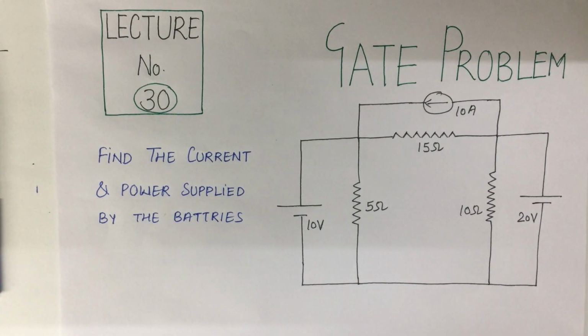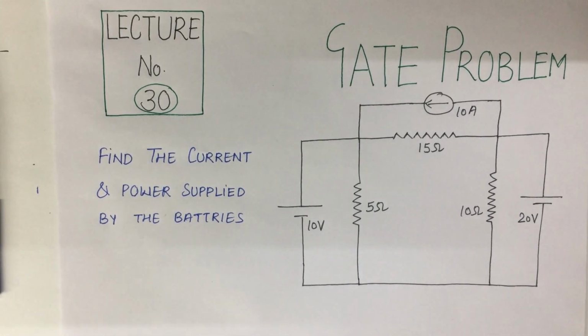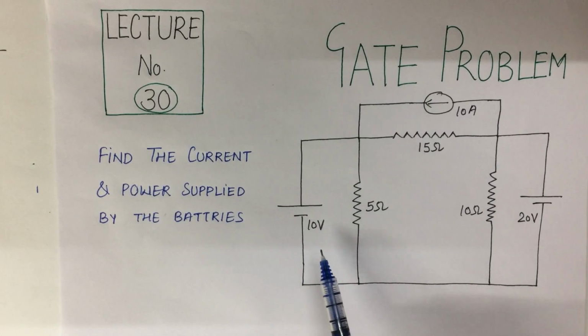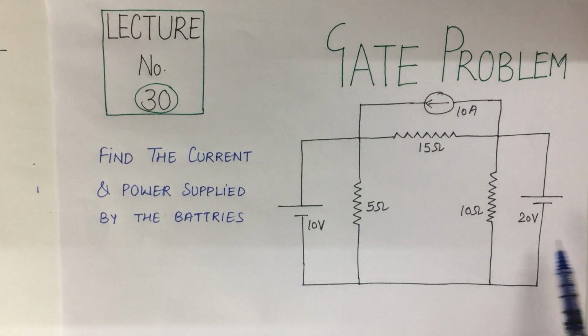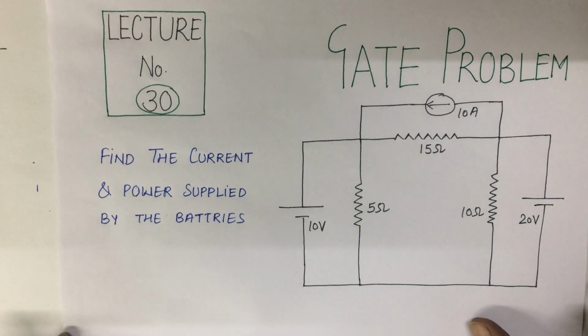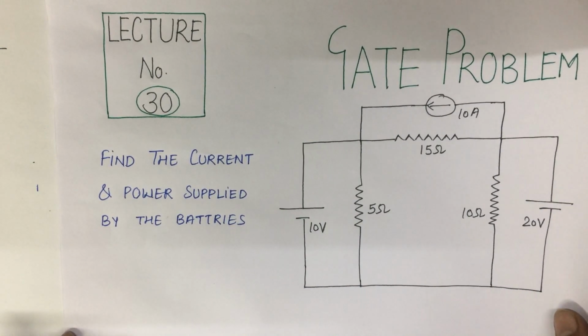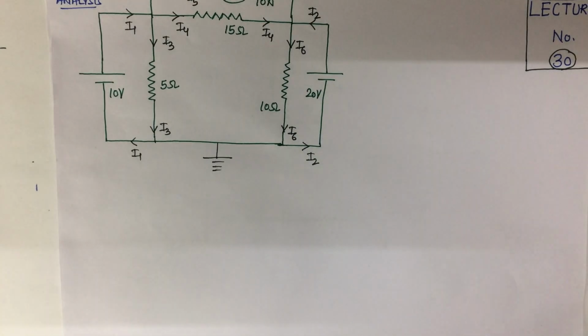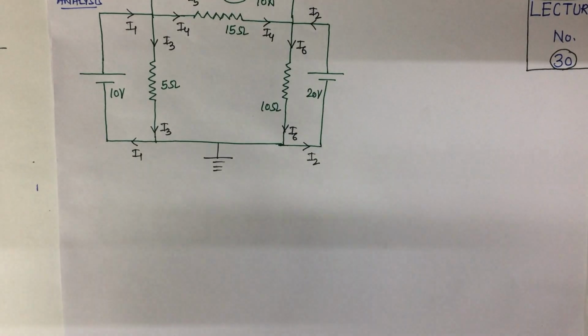Welcome back. Now, in lecture number 30, we are proceeding here for some GATE problems. In this problem, we find the current and power supplied by these batteries, this 10 volt and 20 volt batteries. We solve this question by two methods. First, nodal analysis, and second, mesh analysis.